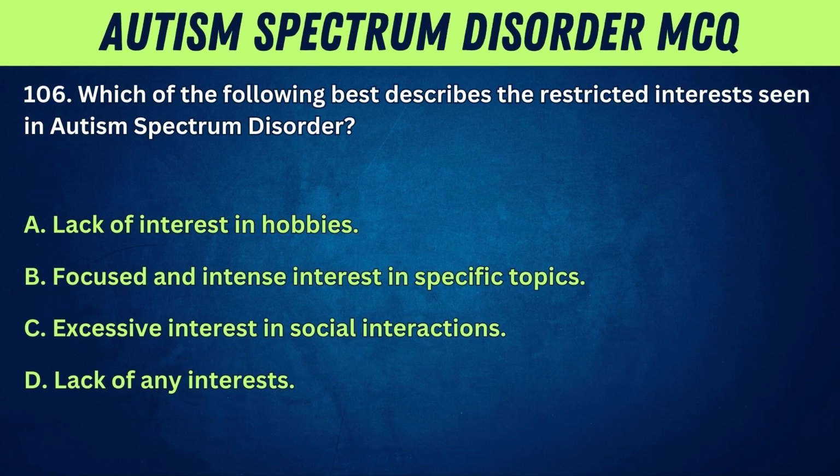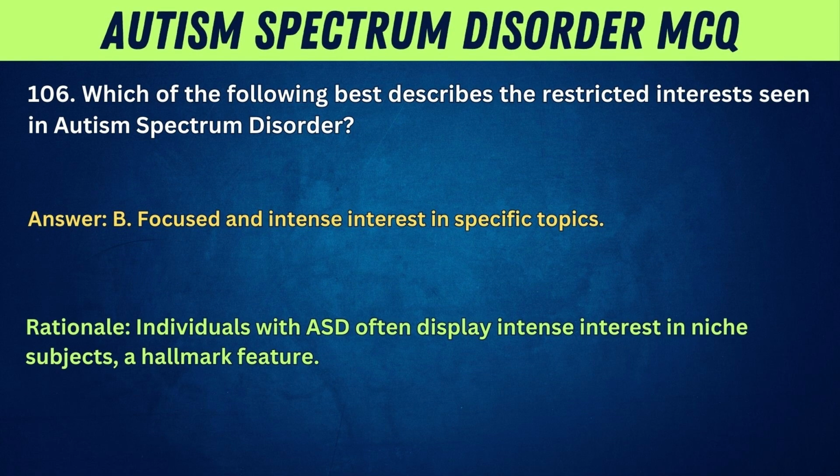106. Which of the following best describes the restricted interests seen in autism spectrum disorder? A. Lack of interest in hobbies. B. Focused and intense interest in specific topics. C. Excessive interest in social interactions. D. Lack of any interests. Answer: B. Focused and intense interest in specific topics. Rationale: individuals with ASD often display intense interest in niche subjects, a hallmark feature.